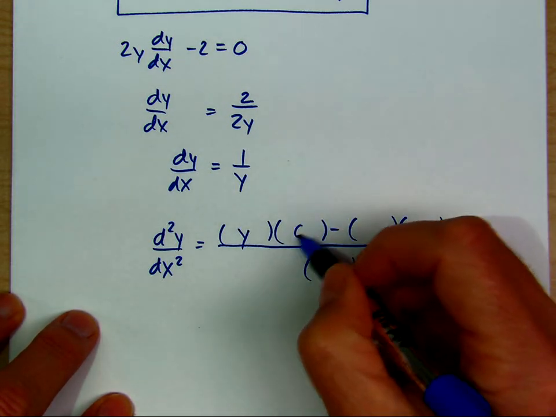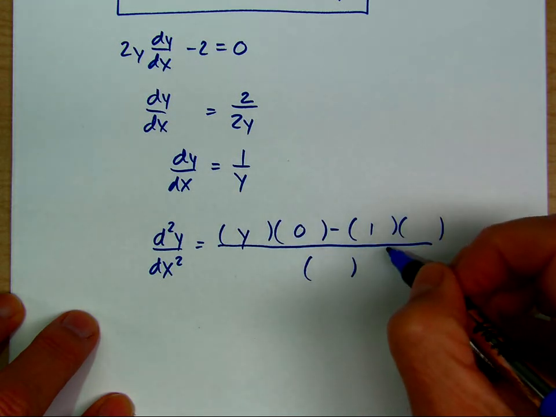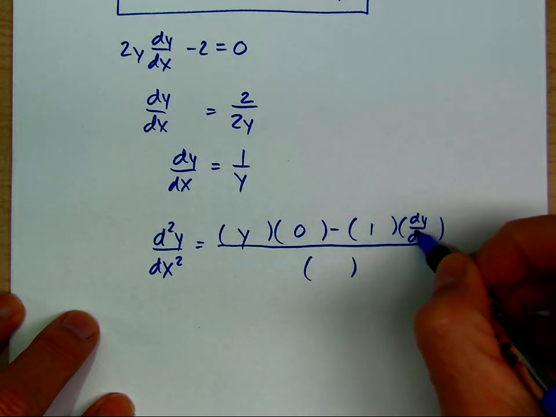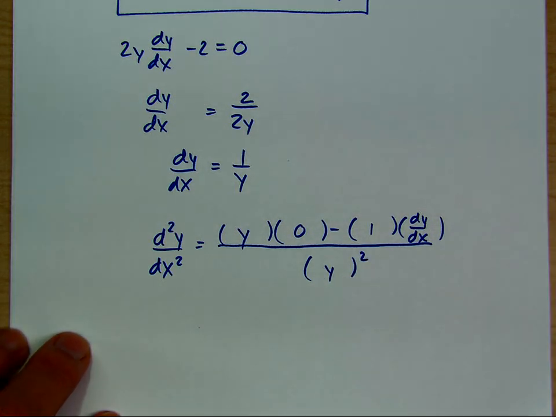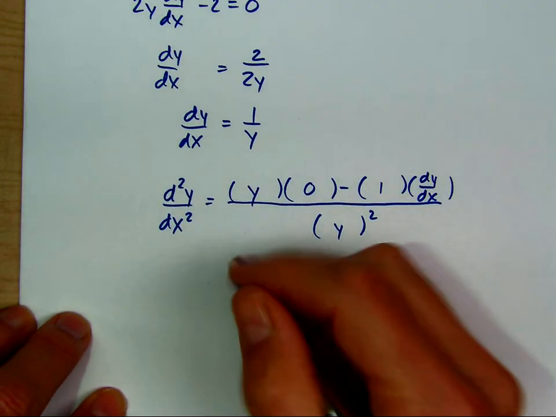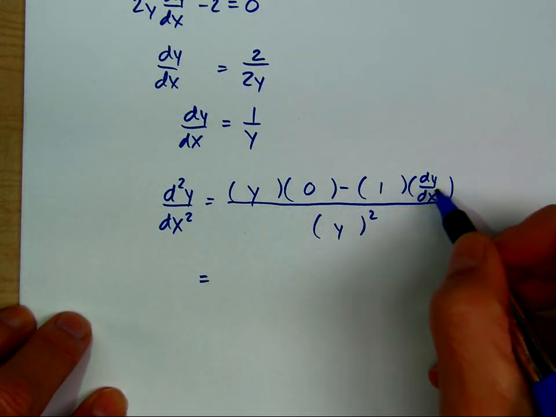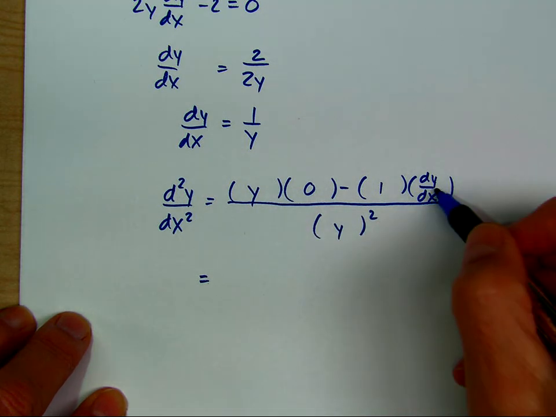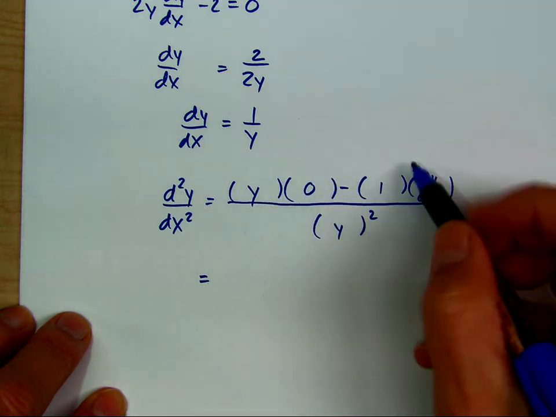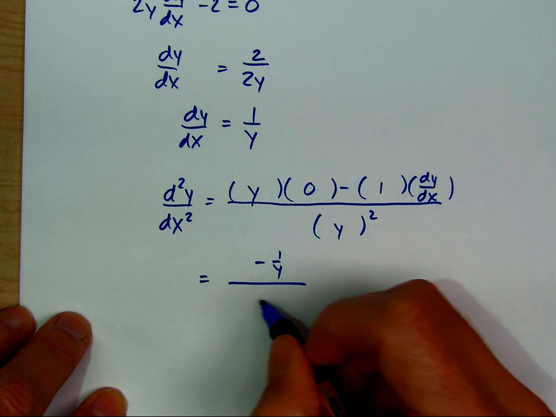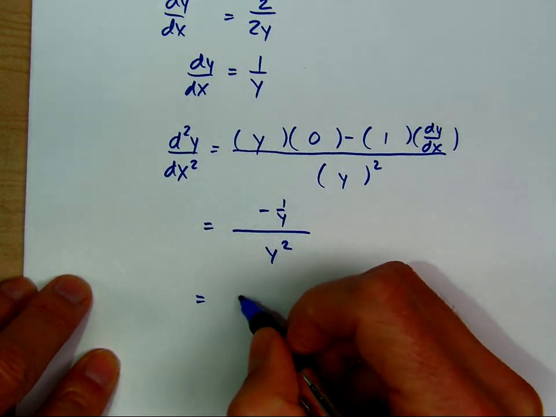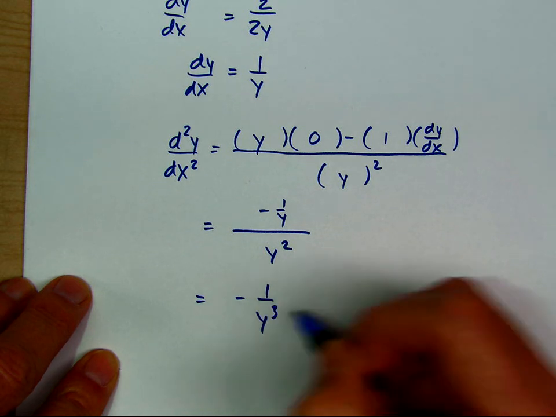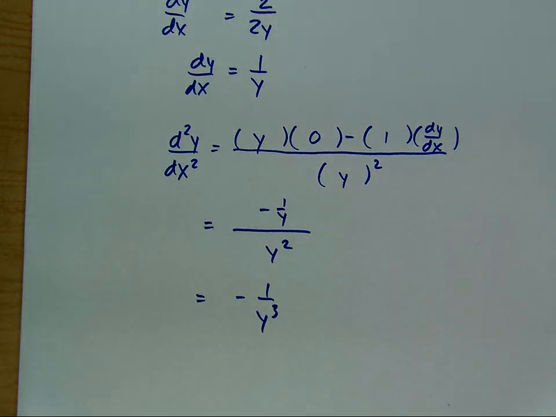Denominator times the derivative of the numerator. Numerator times the derivative of the denominator, and the denominator squared. So that's negative dy/dx. This is 0. Let's substitute for dy/dx. That's 1 over y. So negative 1 over y, and we can rewrite that as negative 1 over y cubed. And we'll stop there.